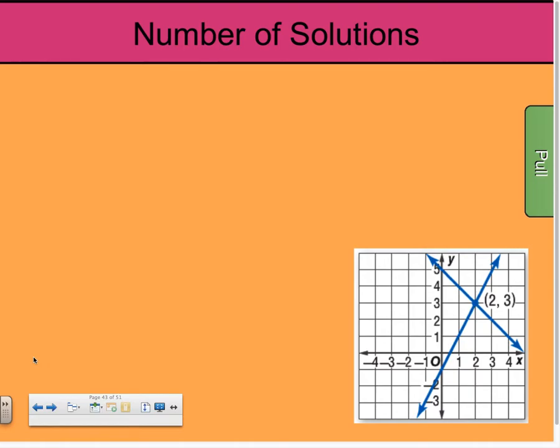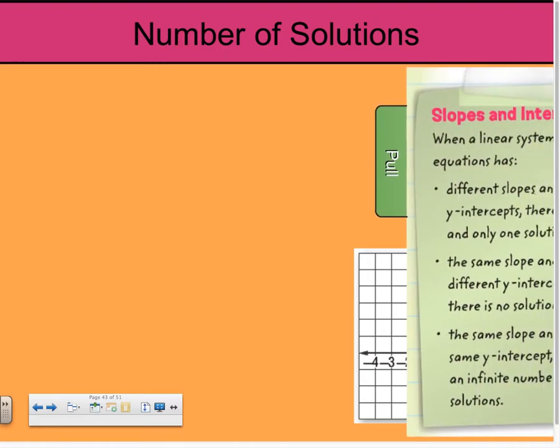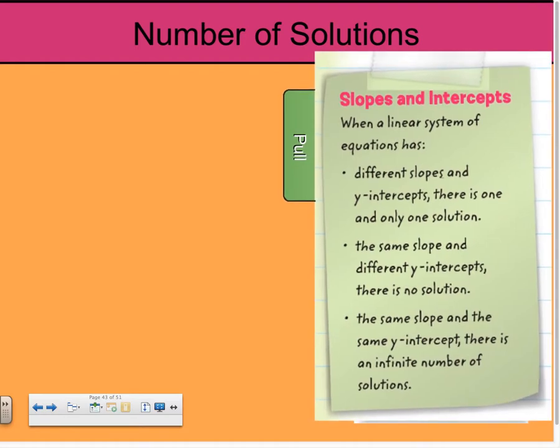So is it possible to maybe determine the number of solutions that a system of equations has just by looking at their equations? Well, it can be. If you look in the side margin of your textbook, you can see the different ways that we can tell by just looking at the slopes and the intercepts of the equation. So the key one here is if we have different slopes, then we know for sure that the lines are going to cross, therefore they have one solution. That would be the easiest one.